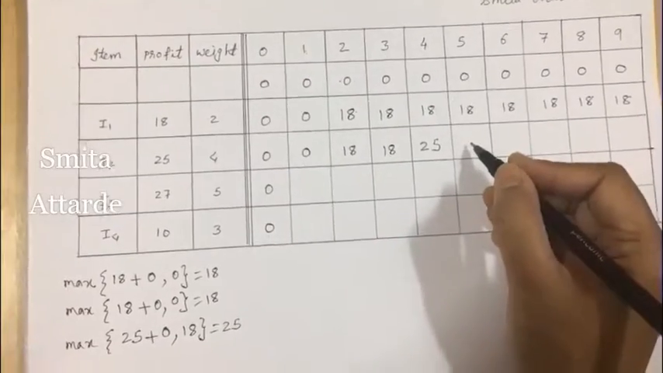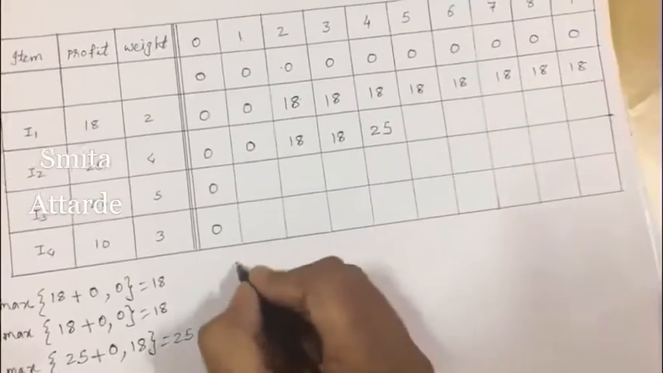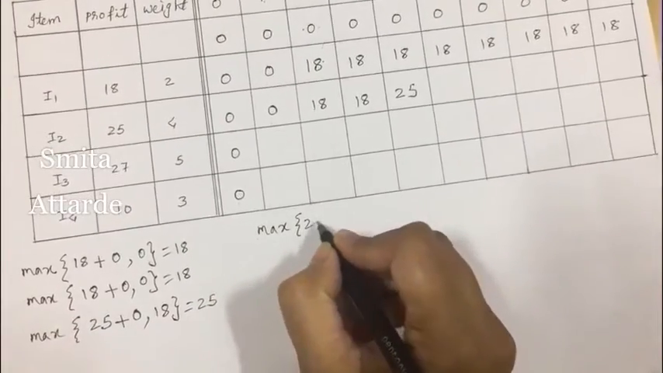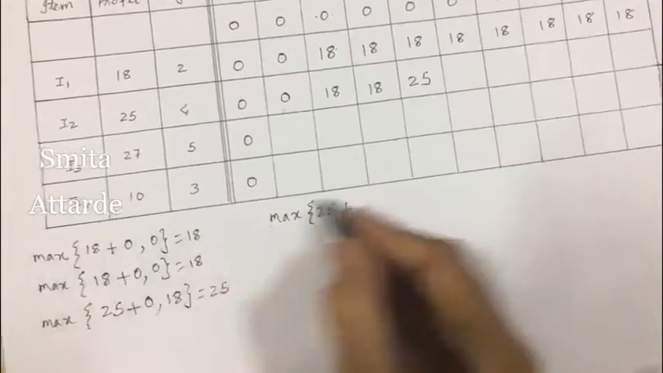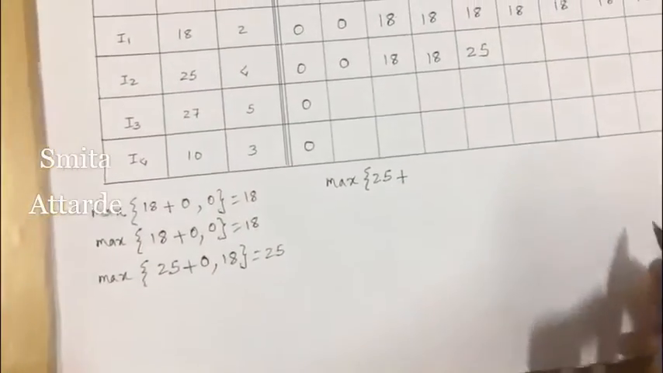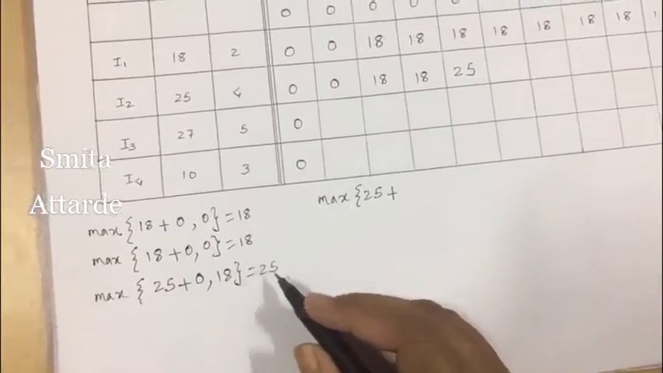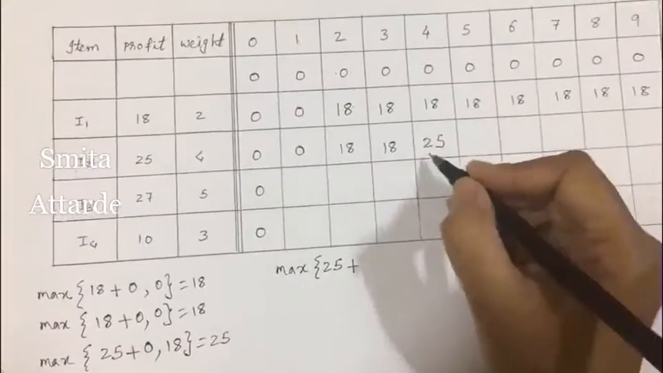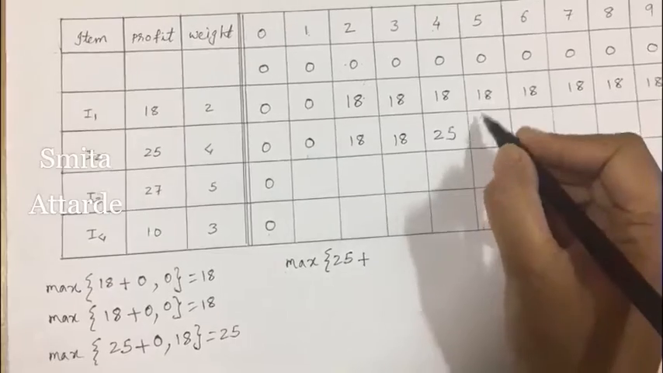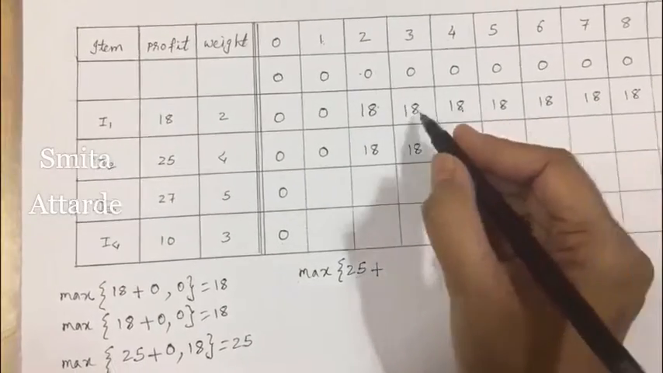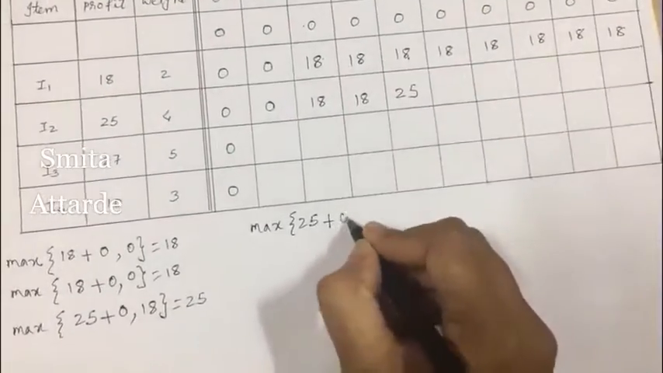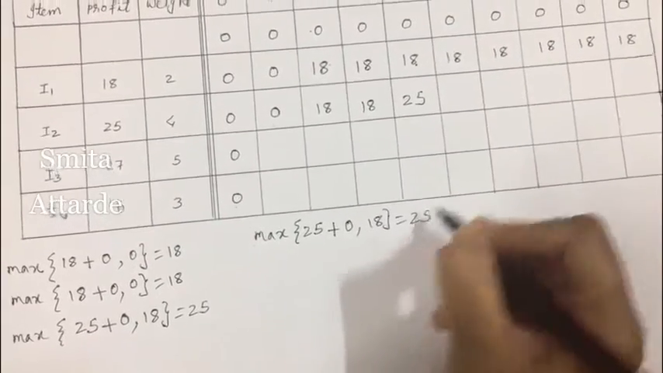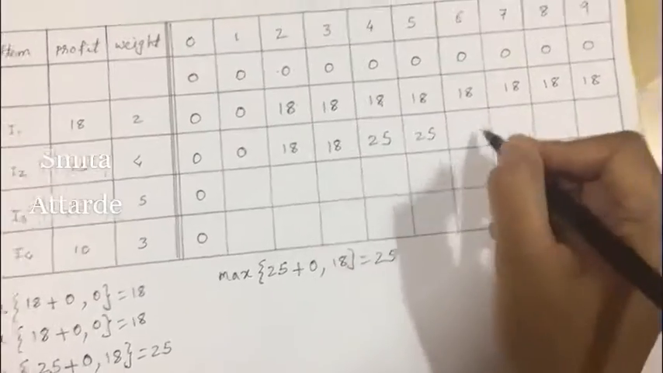Similarly, again I am going to use the formula: max of, the profit value is 25 plus. This is all rough work. We don't have to write this in the paper if the problem is asked for 10 marks. You can directly fill in the entries here. Okay, so 25 plus. Now go one row above and 4 steps behind. So 1, 2, 3, 4. So 25 plus 0 and the above value is 18. So max value is 25. So I write 25. Next entry.